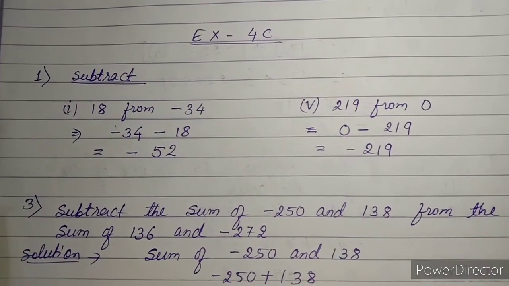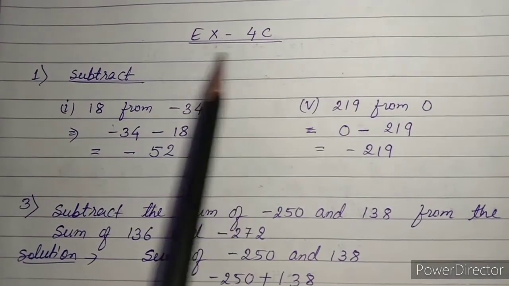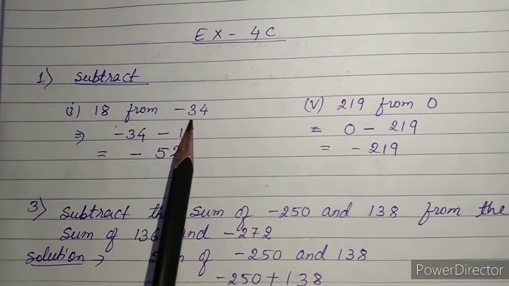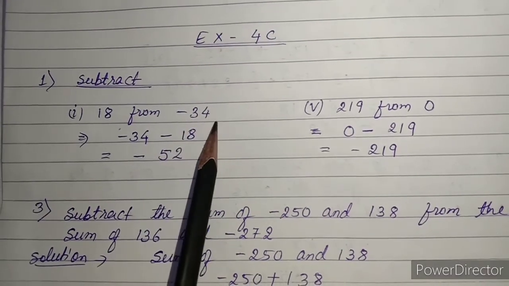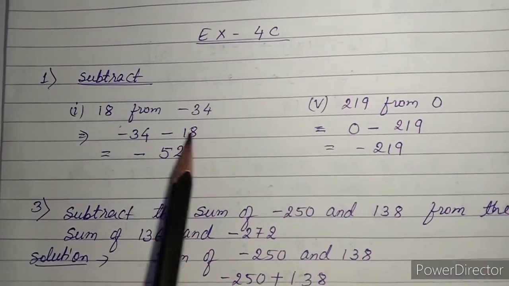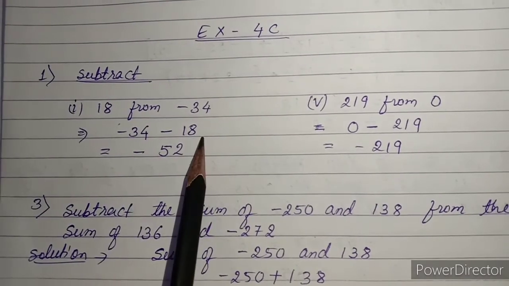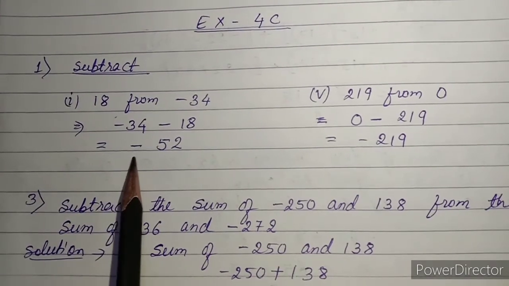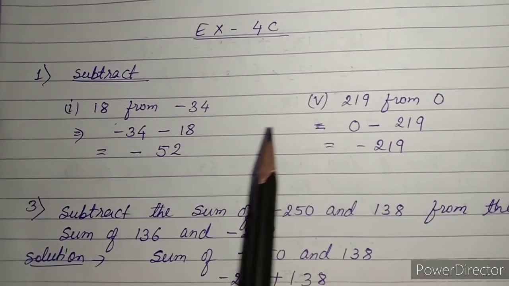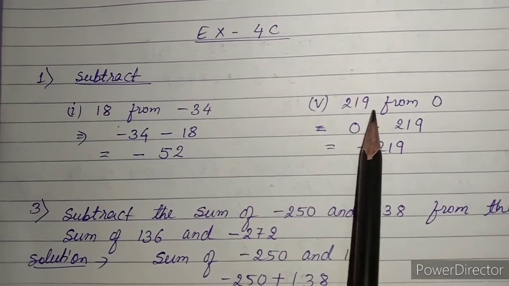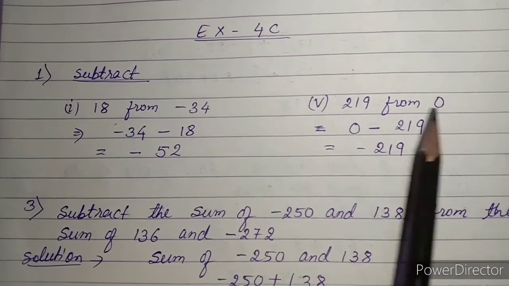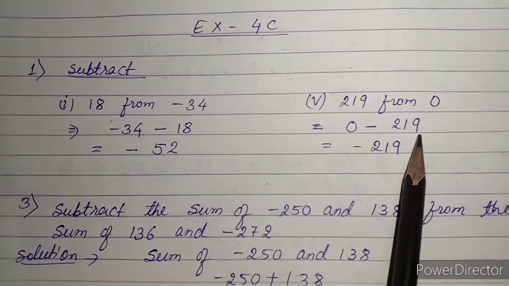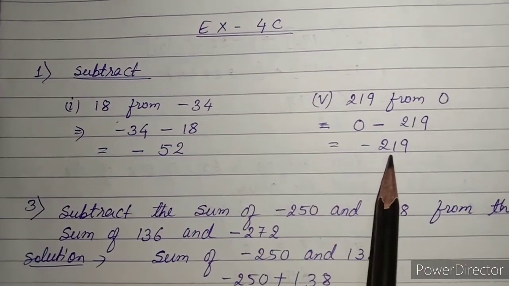Now see the questions of exercise 4C. Question number 1 is subtract 18 from minus 34. So from minus 34 you have to subtract 18. Both are negative, so they are added and the sign is the common sign. So minus 52 is the answer here. Question 5 is subtract 219 from 0. So 0 is written first, then 219 is subtracted from 0. Means the answer is minus 219.